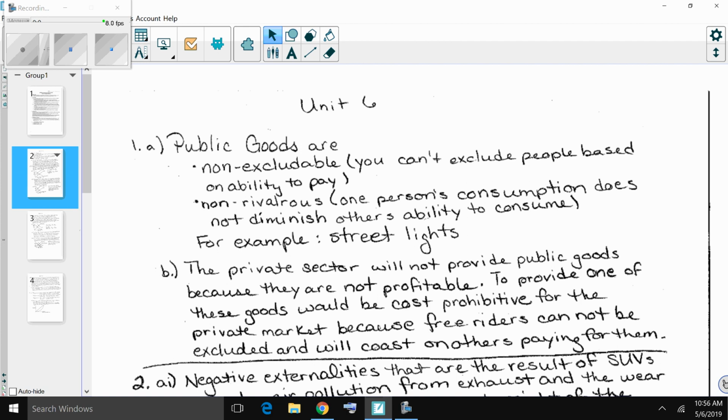All right, the next part of this question is asking why the public sector instead of the private sector provides those public goods. And the reason for that is profitability. If a good is non-excludable and non-rivalrous, you cannot make a profit off of these products. And because they're not profitable, the private market is not going to provide them. It would be cost prohibitive for the private market to produce these goods. Free riders would take advantage and use the goods without paying for them, and it would cost money to the producers.